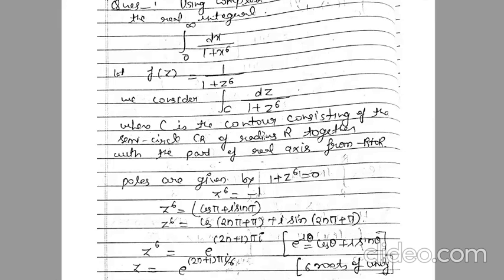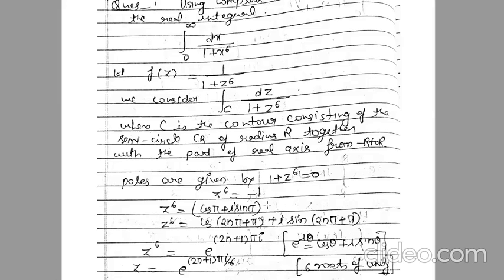C is the contour consisting of the semicircle CR of radius r together with the part of real axis from minus r to r. Right? Now if we have our object, so next we will find the poles. For the poles, you will put the denominator equal to 0. So 1 plus z to the power 6 is equal to 0. Now you will have z to the power 6 is equal to minus 1.